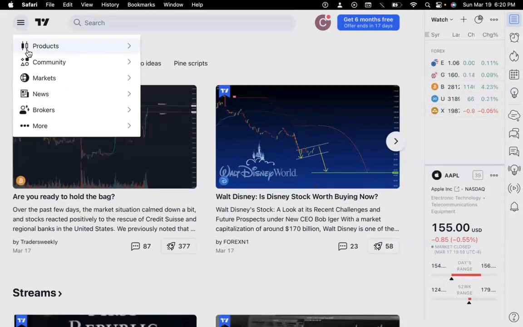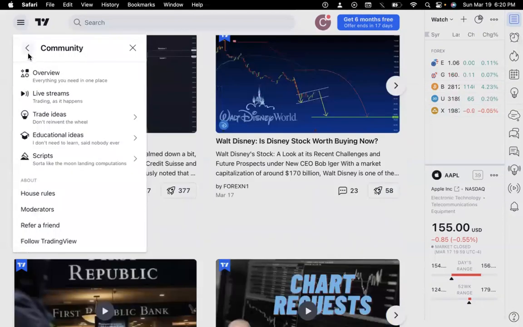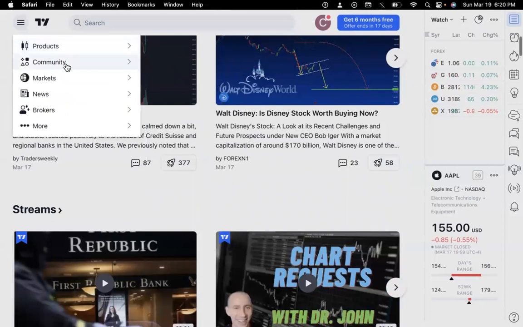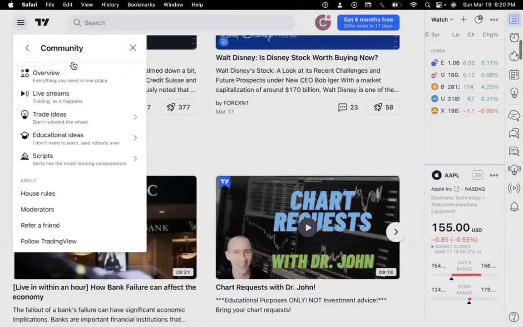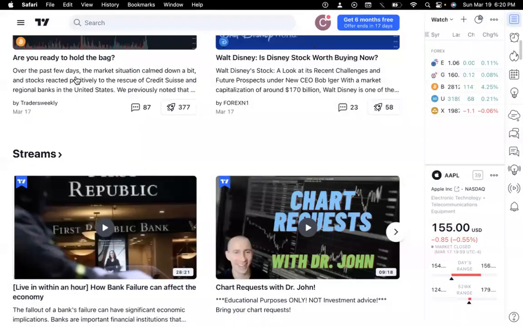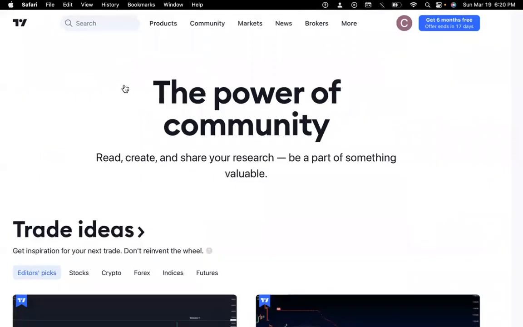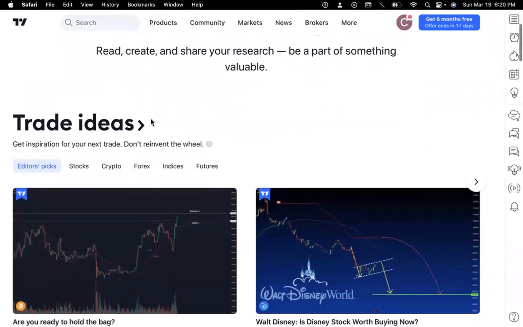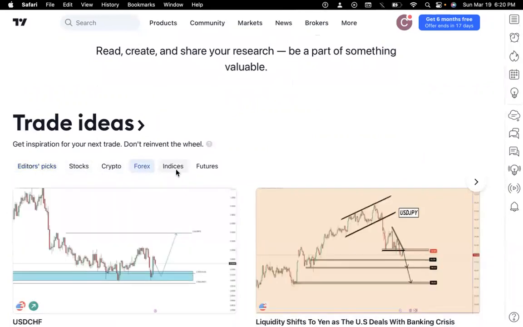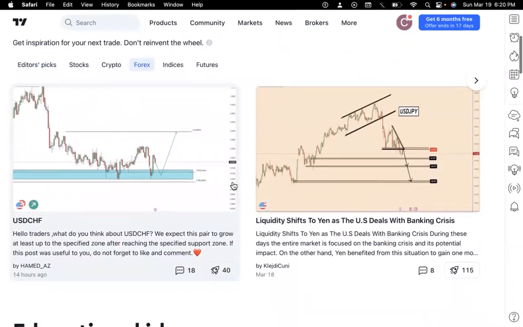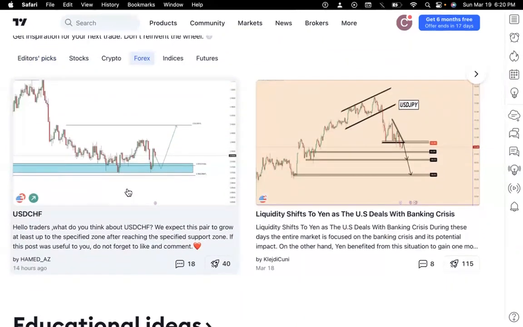Now, I tend to be more attracted to websites that have some type of social media or interactive aspect, and that's another reason why I continue to use TradingView, because the next thing that they have in addition to products is community, right? So in the community, you can click your overview, and it'll have the editor's picks, or you can just click Forex and you can see certain trade ideas. And this is really awesome too.